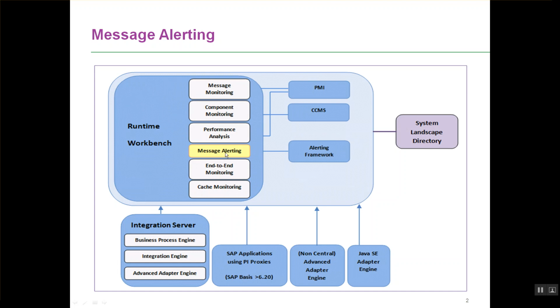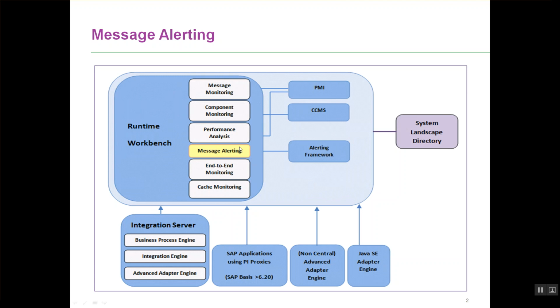The first component that we would like to highlight is what we call message alerting. Now what is message alerting? What if there is a failure in PI, right? The failure could be a mapping failure, a connectivity failure, or one of the components of PI not working the way you would like it to work. So what if there is a failure in your integration layer?